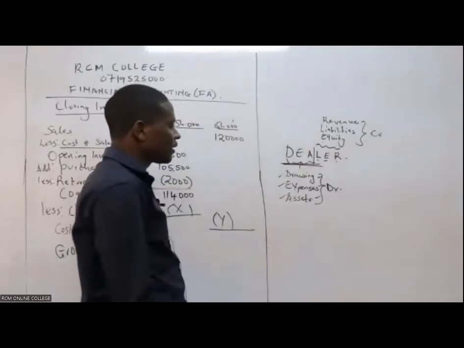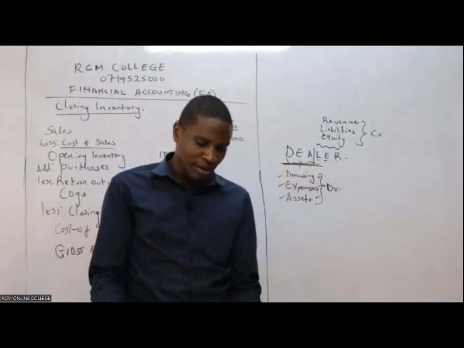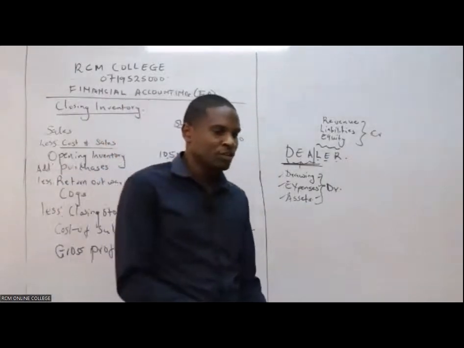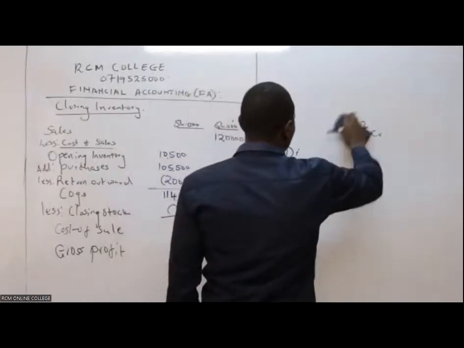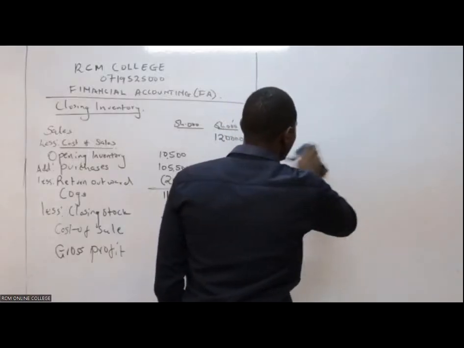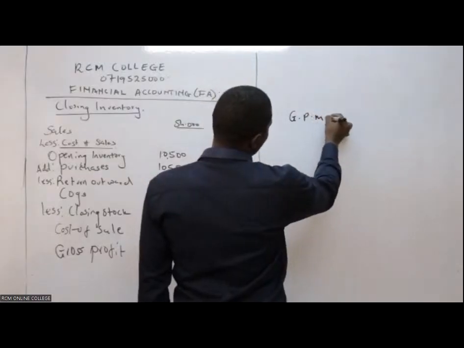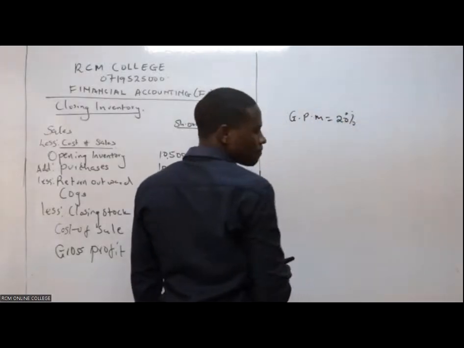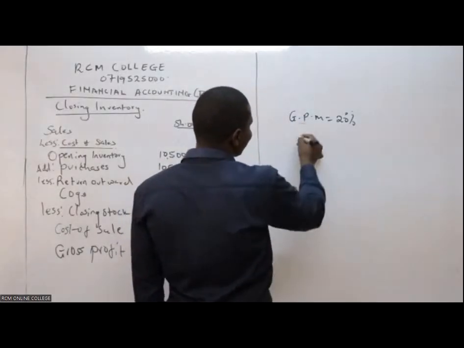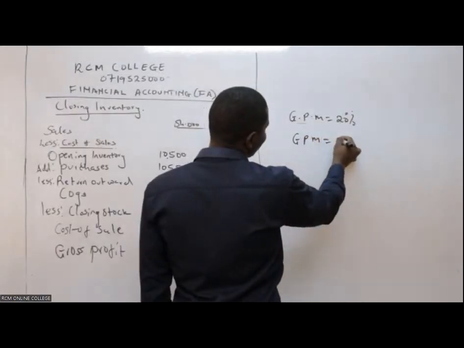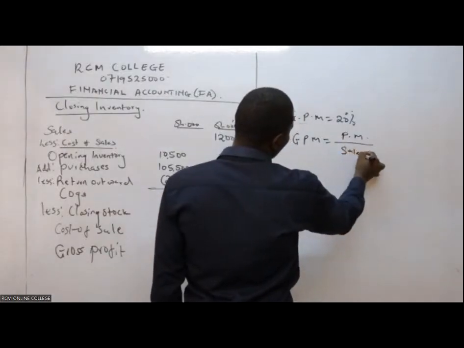Now, in our case, I can see additional information number 1. You've been told that the company maintains a gross profit margin of 20%. Therefore, in this case, what do you have to do? A gross profit margin is equal to 20%. Now, how do we get a gross profit margin? Gross profit margin is gotten by profit margin divided by sales.